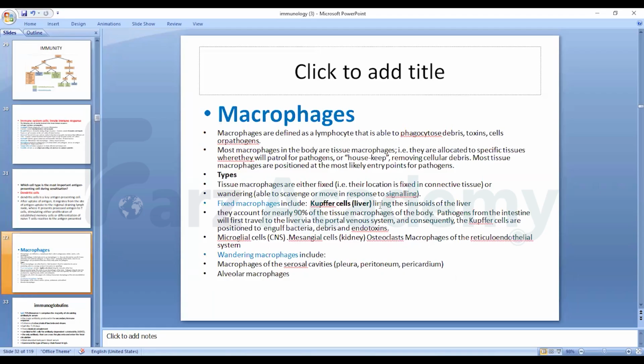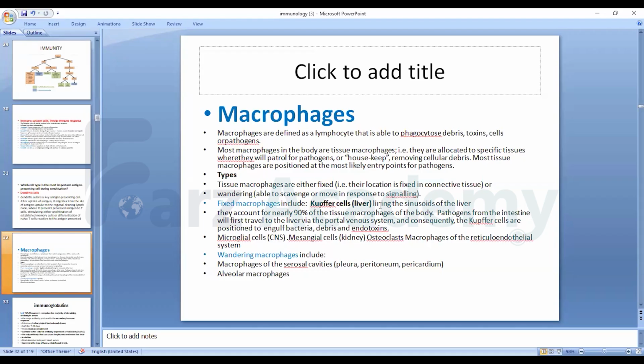Coming to macrophages. Macrophages are defined as a cell that is able to phagocytose debris, toxins, cells or pathogens. Most macrophages in the body are tissue macrophages. That is, they are allocated to a specific tissue where they patrol for pathogens or housekeep, removing the cellular debris. Most tissue macrophages are positioned at the most likely entry points for pathogens. Tissue macrophages are either fixed or wandering macrophages, which are able to scavenge or move in response to signaling.